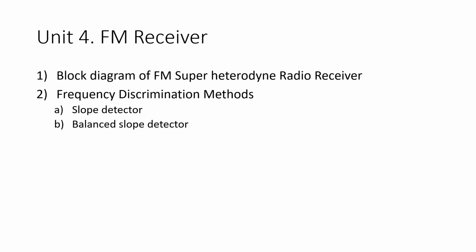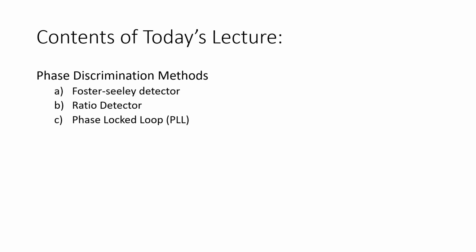In today's lecture, we are going to study phase discrimination methods of FM demodulation. We will study the Foster-Seeley discriminator or detector. Then we will see the ratio detector, which is the extension of the Foster-Seeley detector. In the end, we will study the phase lock loop method for FM demodulation.